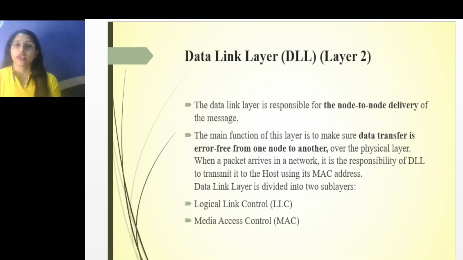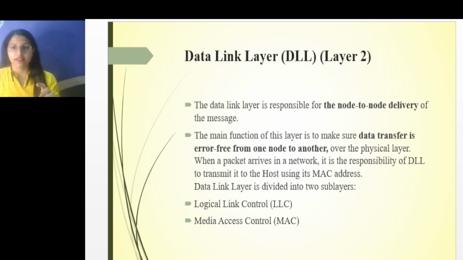You can say that the data link layer is divided into two sub-layers, that is logical link control and media access control. I will emphasize this point: whenever a packet is received in the network, it is the responsibility of the data link layer to transmit it to the host using the MAC address. When the packet is received from the network layer, it is further divided into frames, and this frame size will be decided by your network interface card.